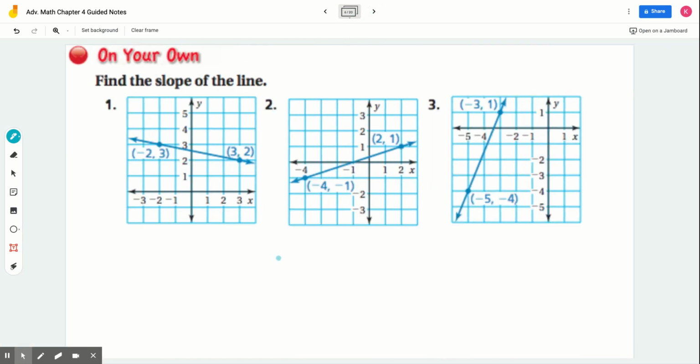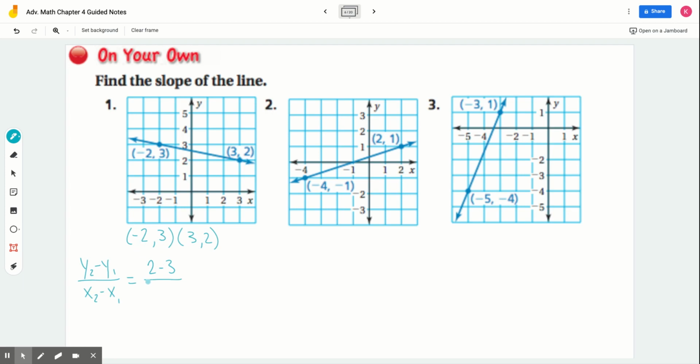Here we're going to find the slope of the line. So looking at number 1, we can see from left to right that the line falls. It goes down. So we know that our answer should be negative. So I'm going to first write out the 2 points, -2, 3, and 3, 2. Now remember, y2 minus y1 over x2 minus x1. So y2 minus y1, 2 minus 3 over x2 minus x1.